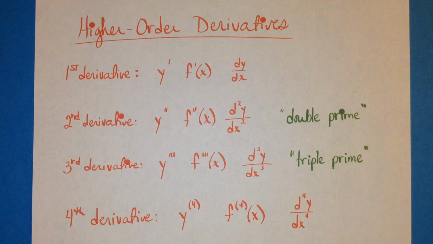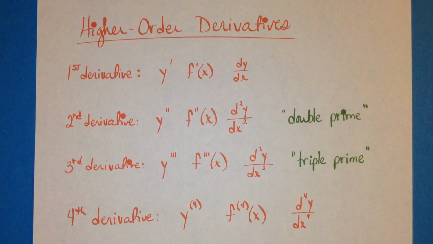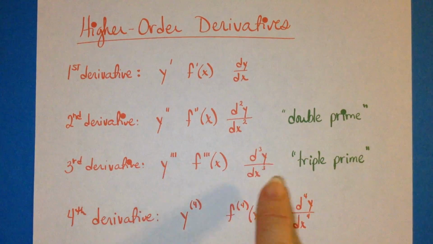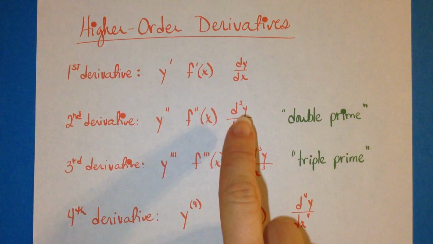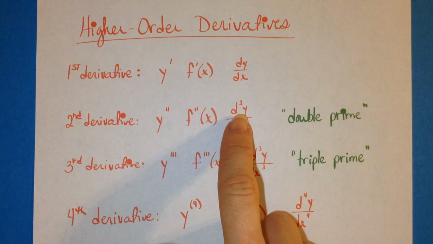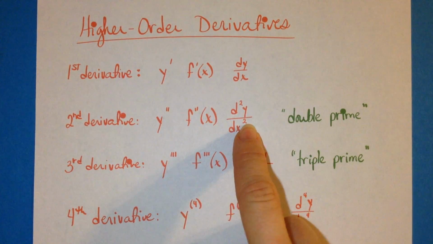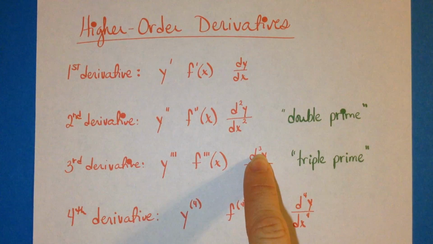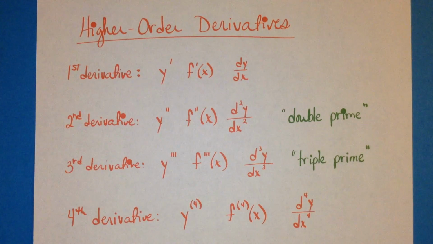Now look at where you have the 2's and the 3's located. In your numerator, they always put the number between the d and the y. But when you're in the denominator, they put it at the end after the x. So this just means that you're doing a second derivative with respect to x twice. So you're doing a third derivative with respect to x 3 times. That's kind of how that's thought of.